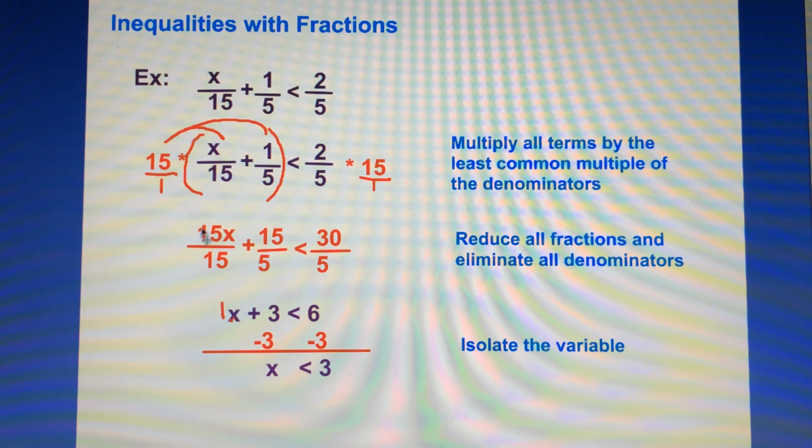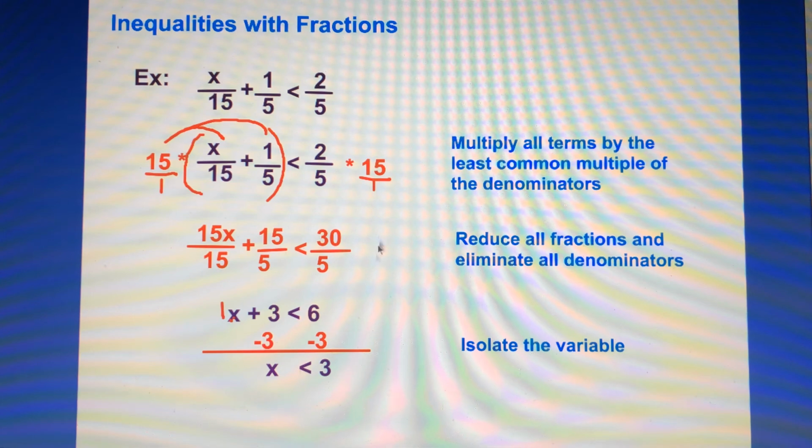Now I can reduce all fractions. 15 over 15 reduces to 1x. 15 over 5 reduces to 3. 30 over 5 reduces to 6, and I no longer have a denominator. I now have 1x plus 3 is less than 6. Subtract 3 from both sides, and x is less than 3.